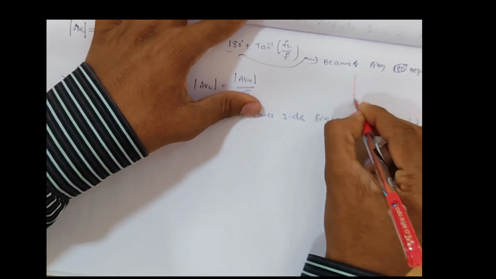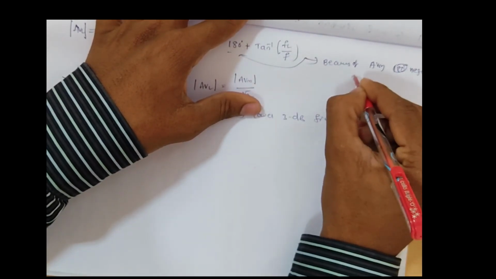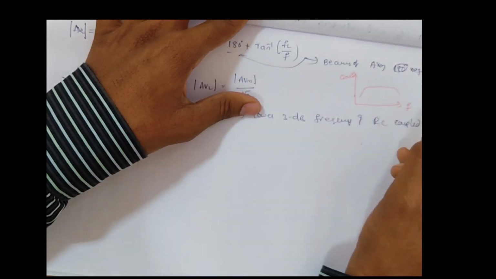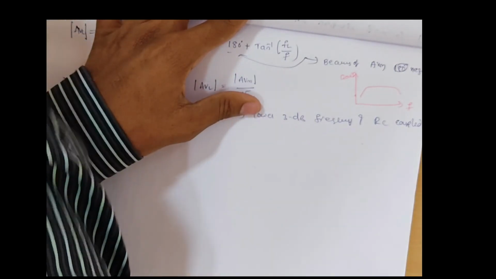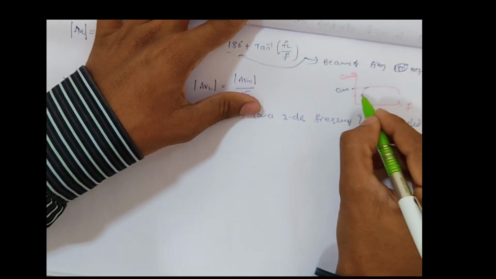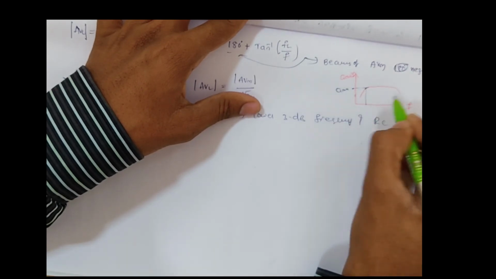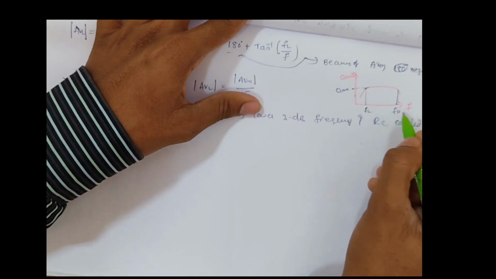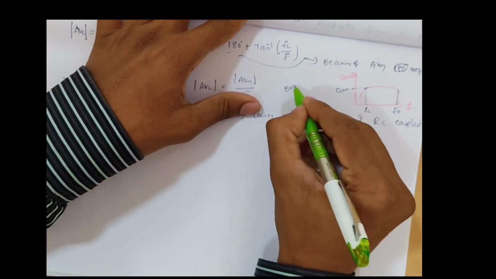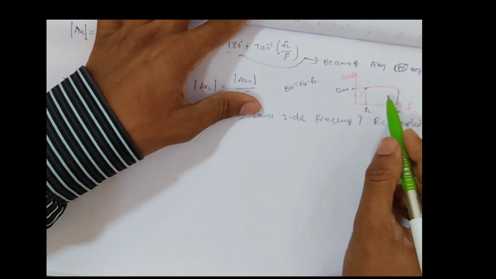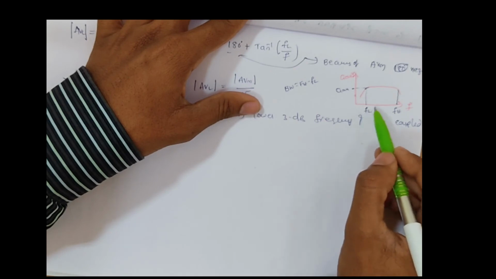This is the frequency versus gain, the frequency response of the RC coupled amplifier. Now I am assuming this is my frequency response of the RC coupled amplifier. This is the gain. So this is FL, this is FH. FL is nothing but the lower cutoff frequency, FH is nothing but the higher cutoff frequency. From this we can write bandwidth equals FH minus FL. So the higher cutoff frequency minus the lower cutoff frequency indicates the bandwidth.